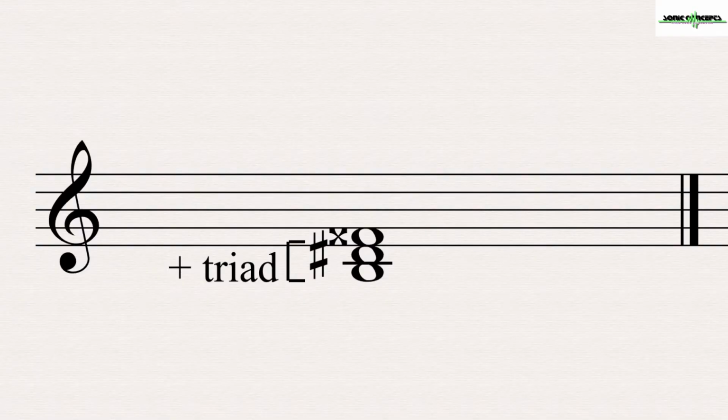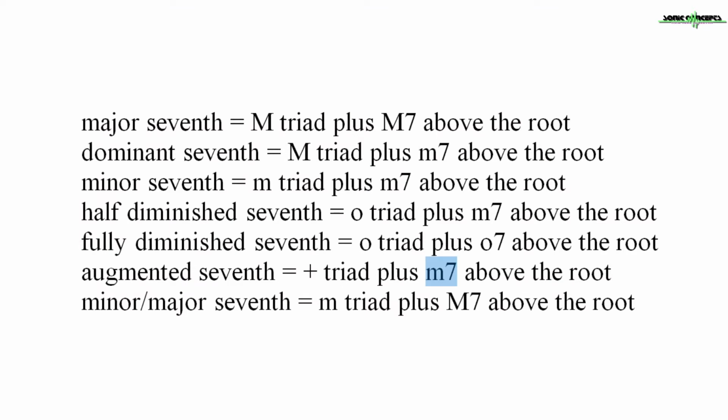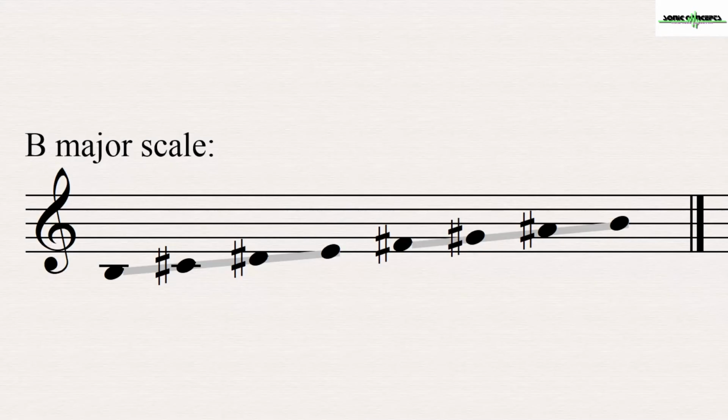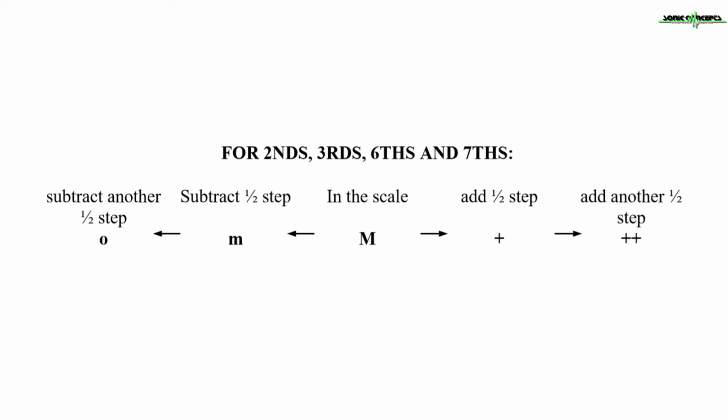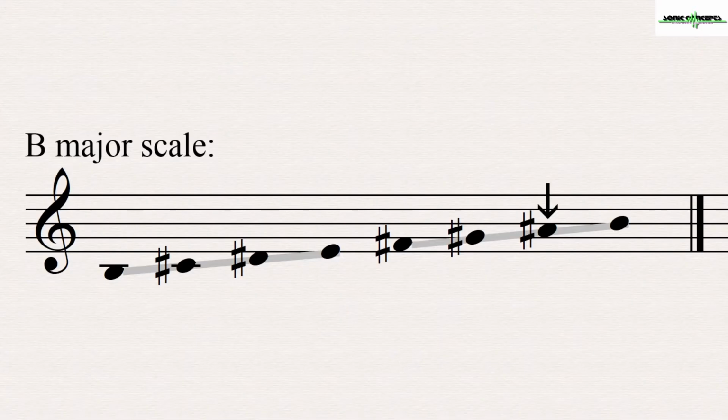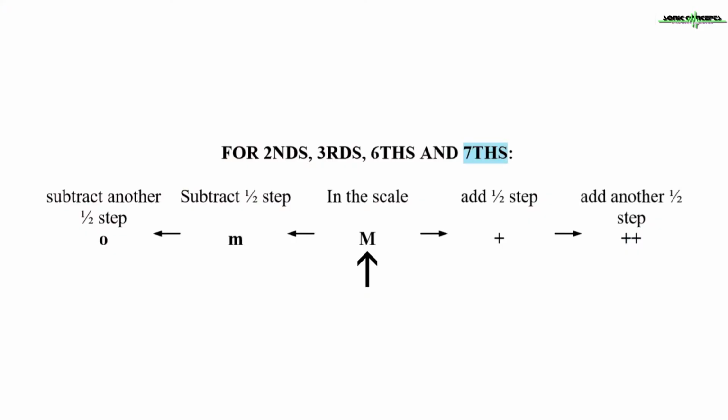We begin with a B augmented triad which provides the first three notes of the B augmented 7th chord: B, D sharp, and F double sharp. We need to add the minor 7th next. Since the root of the augmented 7th chord is B, let's start by looking at the B major scale. Notice that A sharp is found to be the 7th degree of the B major scale. Looking at the first part of the interval formula, we see this listed for sevenths. Since A sharp is in the B major scale, it is a major 7th according to the interval formula.